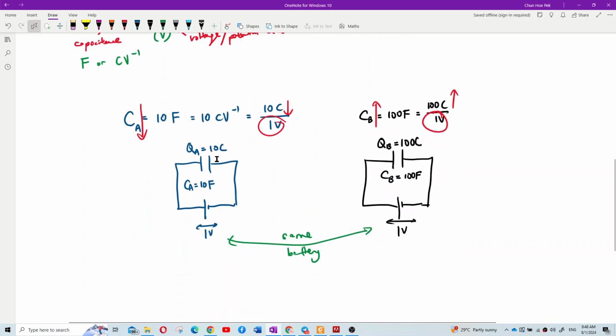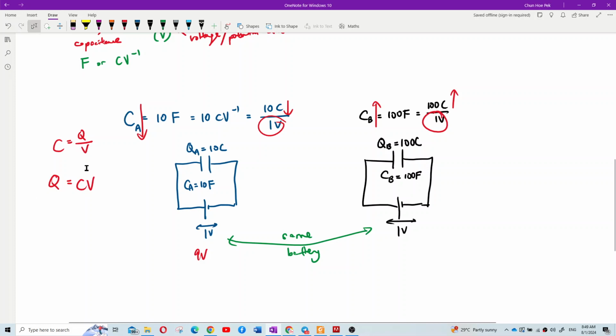Okay, so let's say your battery is not necessarily just 1 volt. It can be, let's say, a 9 volt battery. Let's say you use a 9 volt battery to charge your capacitor. If you have a 10 farad capacitance and connect it to a 9 volt battery, how much charge do you think you can store? Just use your formula, because we know C equals Q over V, class. Correct or not? So Q equals CV.